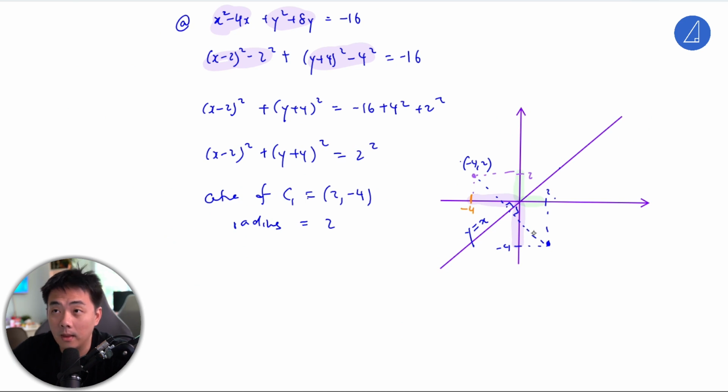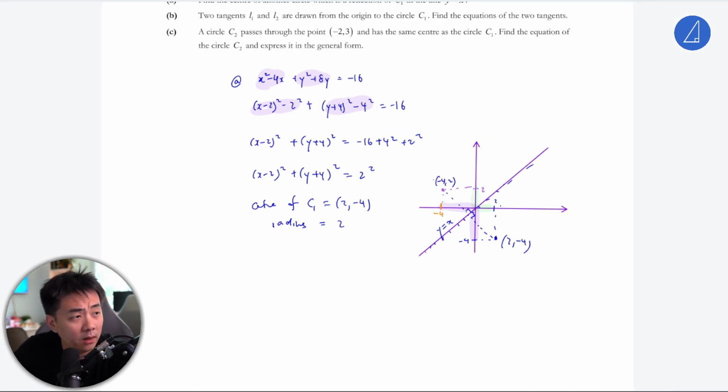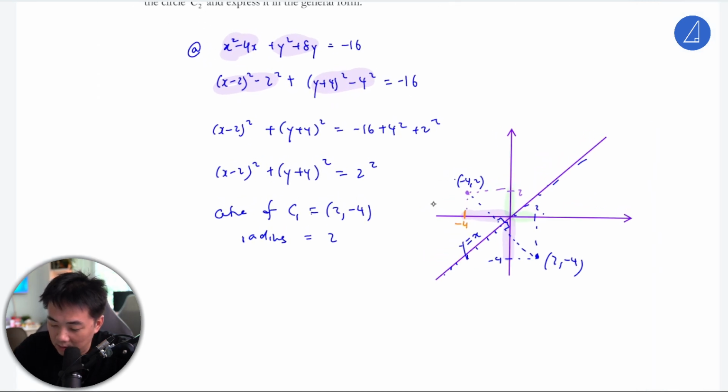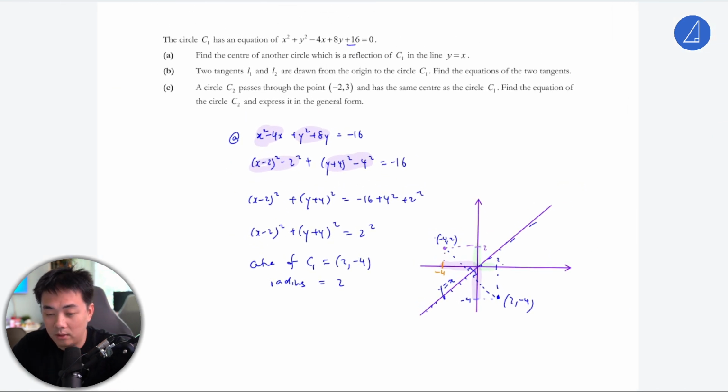When you reflect about y equals x, one way to see it is that x becomes y, y becomes x. That's the interesting bit. So we have the center with the radius. We find the center of another circle with the reflection of C1 in y equals x. Great. So meaning to say, the equation of the circle C2 is here. The radius is 2, right? Did I do it correctly?